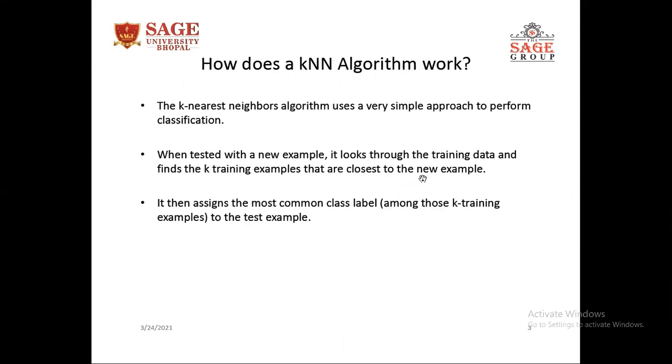Now see, how does a KNN algorithm work? The K nearest neighbor algorithm uses a very simple approach to perform classification. When tested with a new example, it looks through the training data and finds the K training examples that are closest to the new example. So what it is basically searching? It is searching the K training examples which are closest to the new example. And it then assigns the most common class label among those K training examples to the test example. Okay.